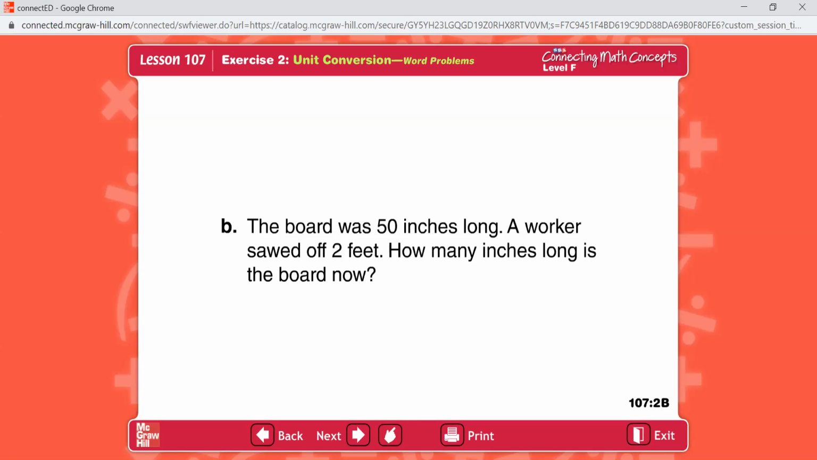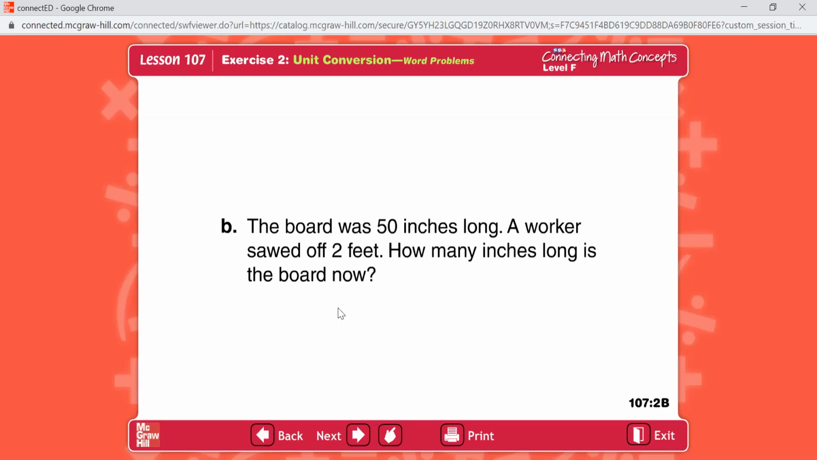B, the board was 50 inches long. A worker sawed off 2 feet. How many inches long is the board now? The board was 50 inches long. A worker sawed off 2 feet. How many inches long is the board now?